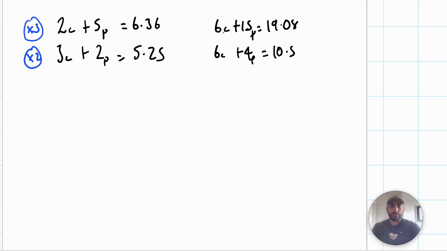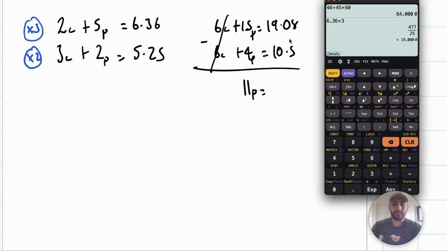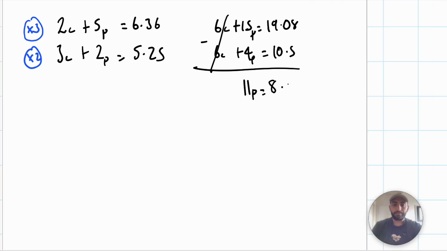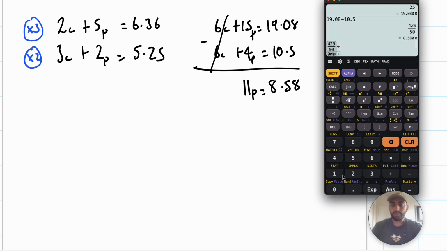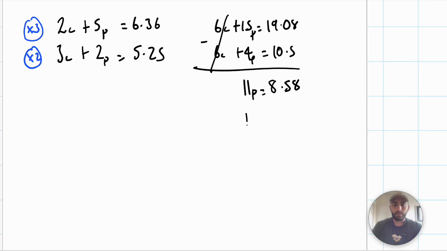Because we have a common coefficient before the c's, we can take these away from each other, and we're taking away the bottom one from the top one. So 6c take away 6c, that will cancel out. 15 take away 4 leaves me with 11p, is equal to £19.08 take away £10.50, which is £8.58. Solving this equation, dividing both sides by 11, gives me £0.78. So the potatoes are 78p.